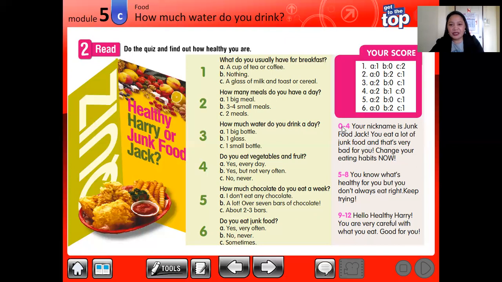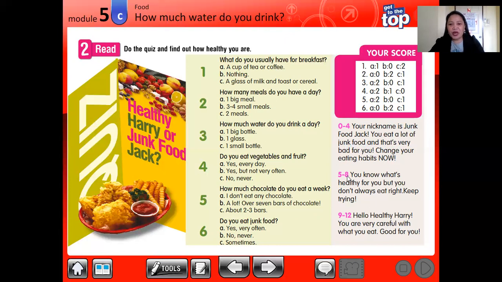Example, if you got 0 to 4 score, or 0 to 4 points, your nickname is Junk Food Jack. You eat a lot of junk food and that's very bad for you. Change your eating habits now, okay? So if you got 4 points, this is your healthy habit. You are not really healthy, okay?